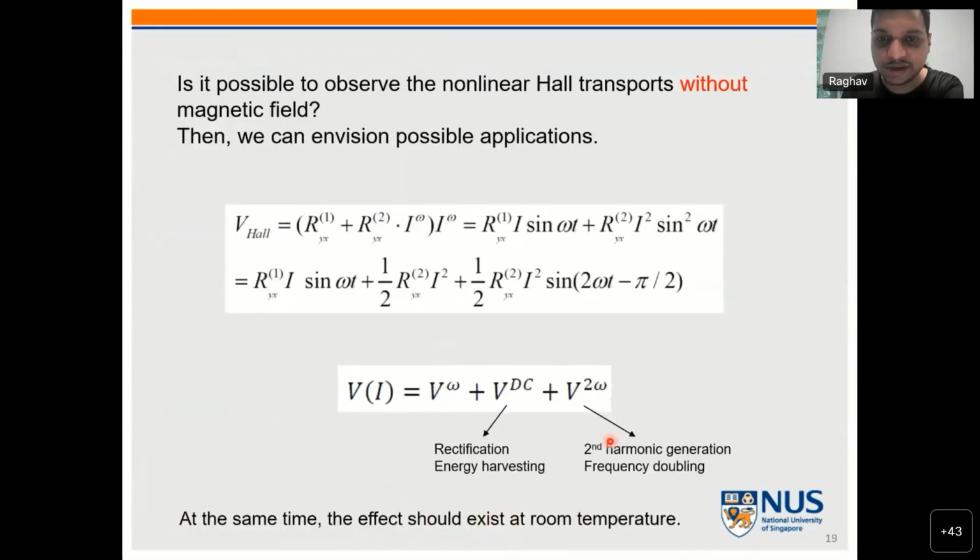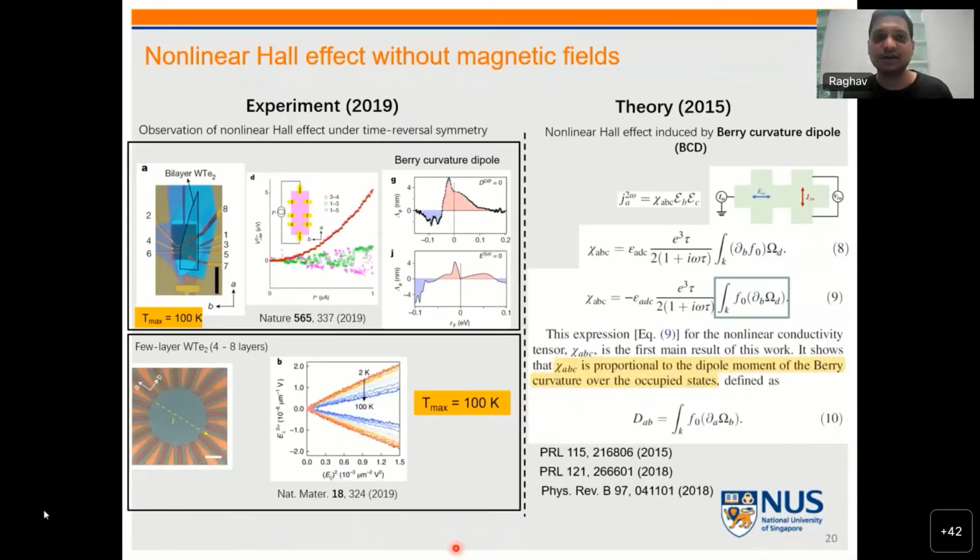So this is again the equation which showed why this second harmonic generation and this nonlinear Hall effect is important for the applications. Recently, this nonlinear Hall effect without magnetic fields, because of the presence of this Berry curvature, has been shown by some theory and experiment. But they have shown it only from around 2 Kelvin to 100 Kelvin. So this nonlinear Hall effect, before our work, was not seen at room temperature.